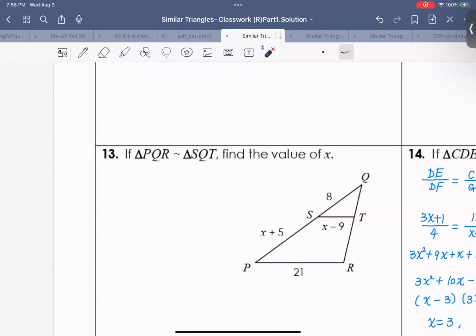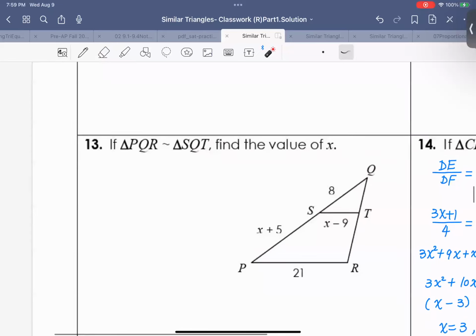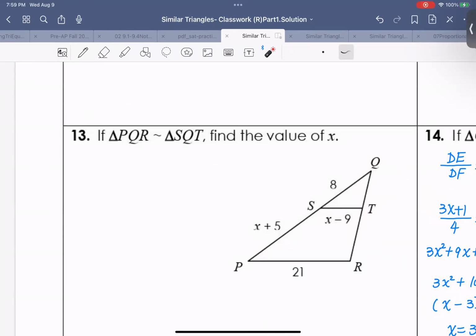If you have trouble with this one, I want you to walk through it with me. You can unmute yourself. I will go through number 13 with you together, okay? Anybody, if you need help, just unmute yourself. Let me go through this with you. Can I do it with you?